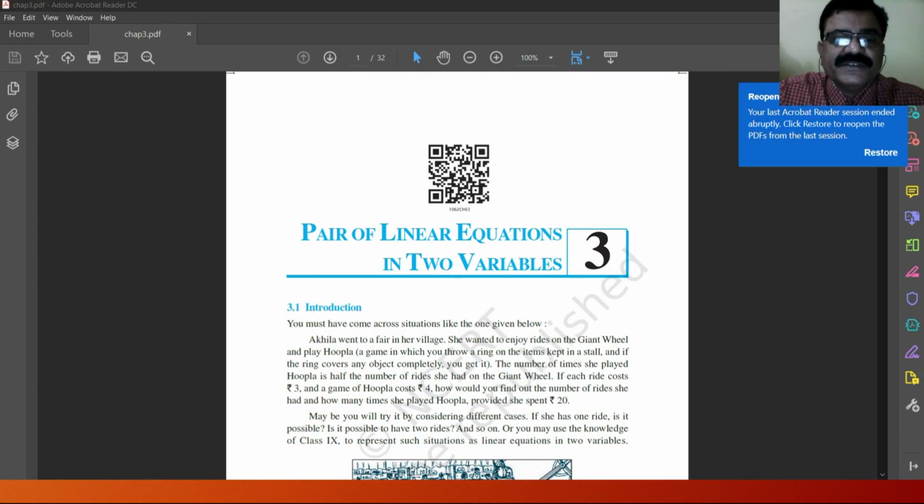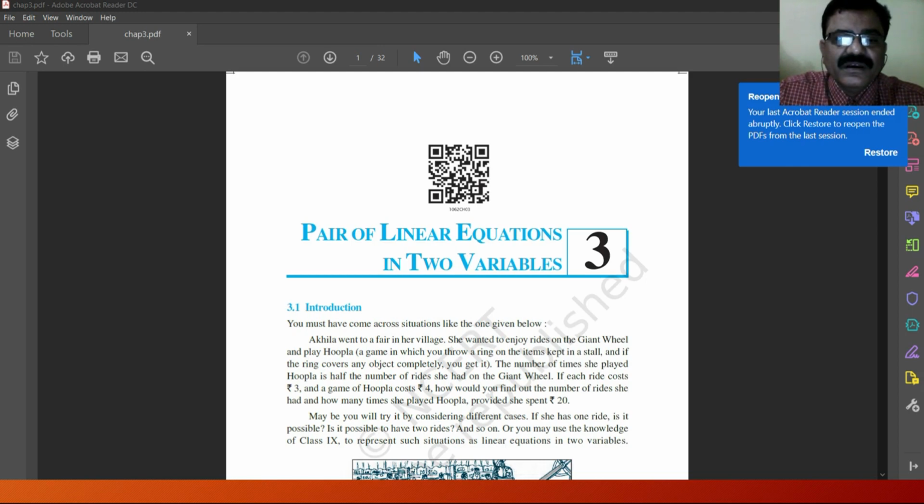Students, in this chapter, first of all we will see different situations which you have already come across in your daily life. Let us take one example. Akhila went to a fair in her village. She wanted to enjoy rides on the giant wheel and play hoopla, a game in which you throw a ring on the items kept in a stall, and if the ring covers any object completely, you get it. This is such a type of game.